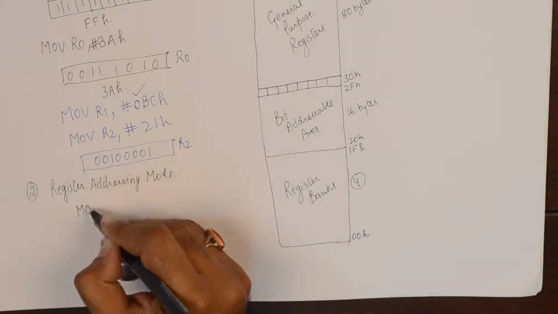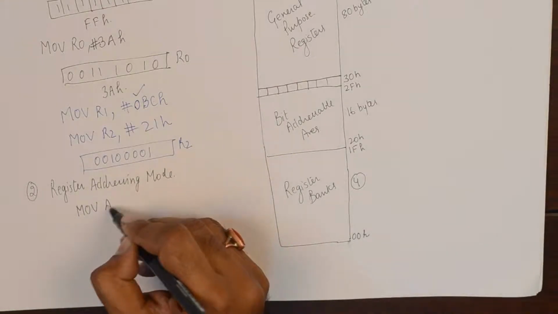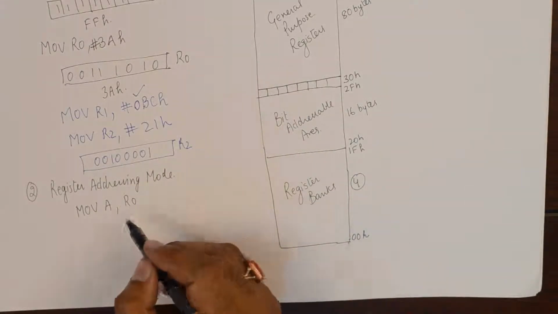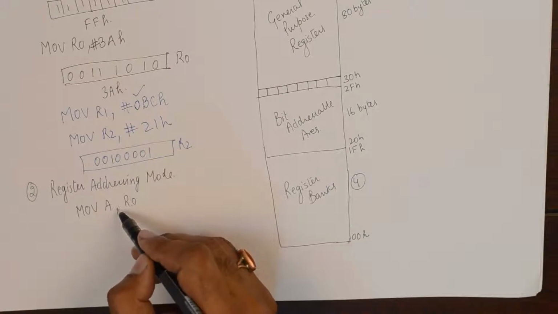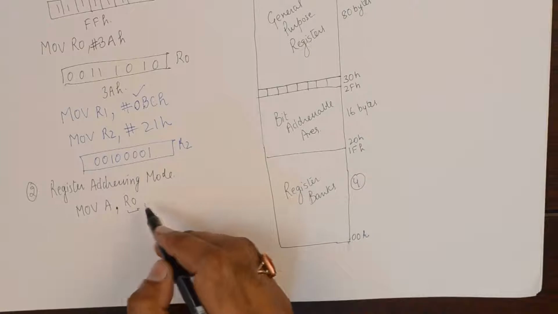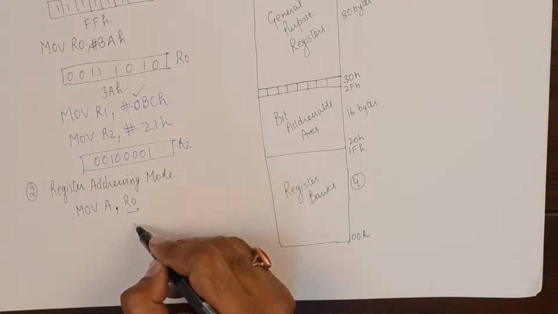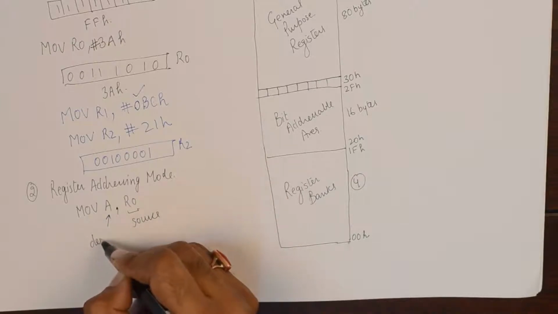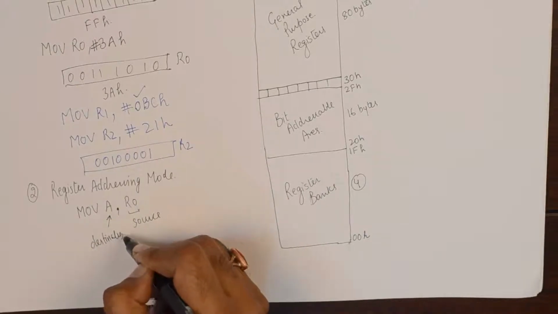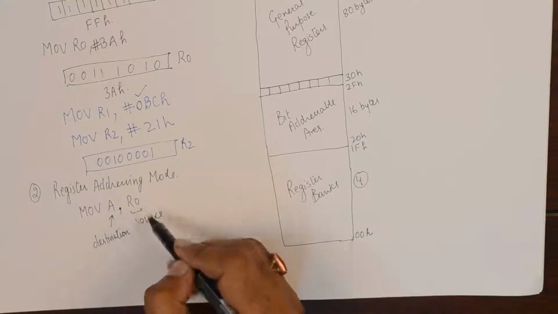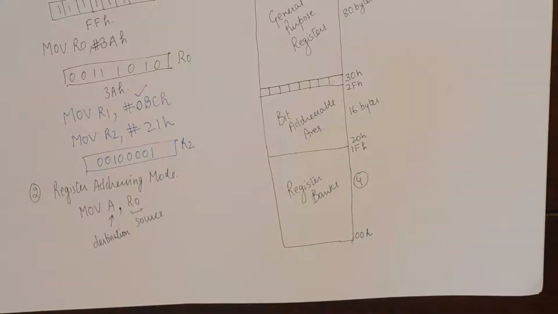For example, if you want to move the contents of R0 into register A, we'll use this instruction, where this is the source and this is the destination register. The register before the comma is the destination register and the register after the comma is the source register.